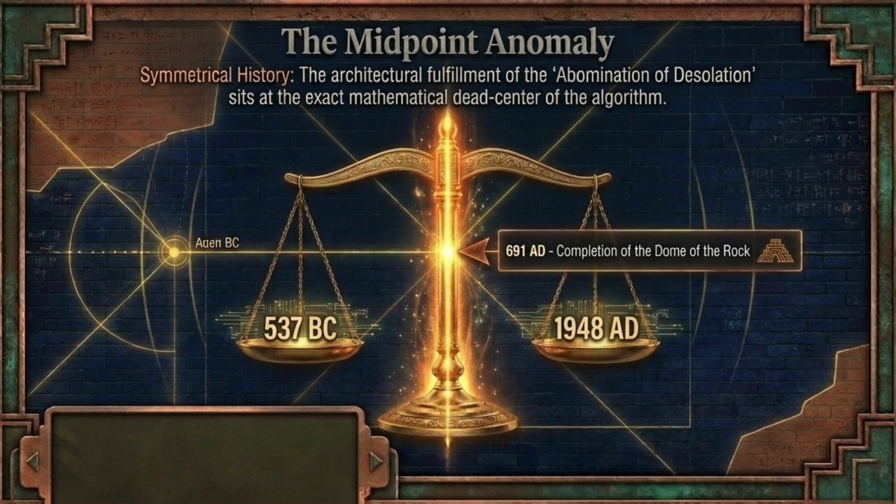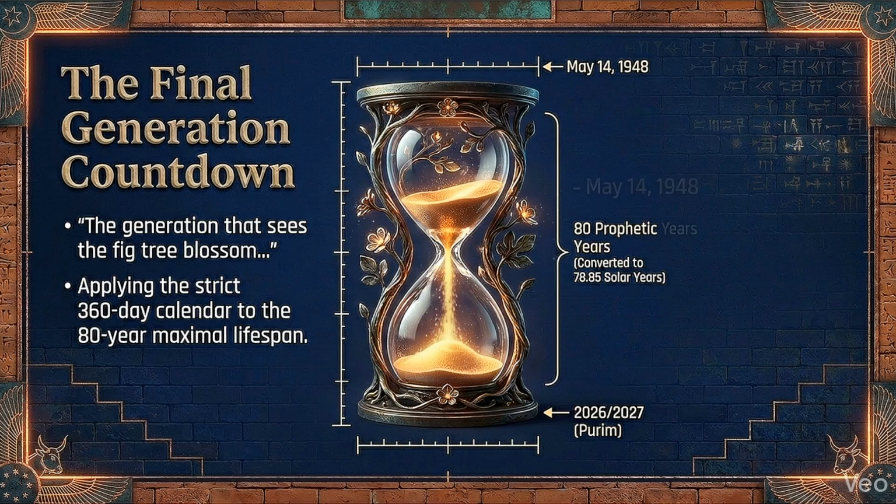Right. And if we connect this to the bigger picture, the study group believes that 1948 and 1967 act as the starting guns for the final terminal countdown. Okay, so how do they measure the final countdown? To determine how long that final countdown is, they turn to the biblical definition of a generation, referencing Psalm 90, which states the days of our lives are 70 years, or 80 if we have strength. So they establish a maximum generational lifespan of 80 years.